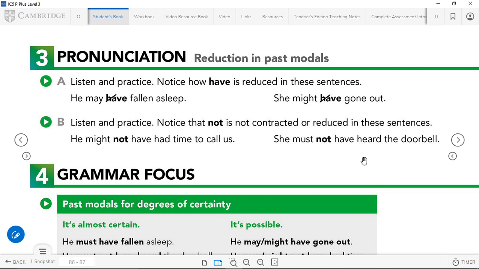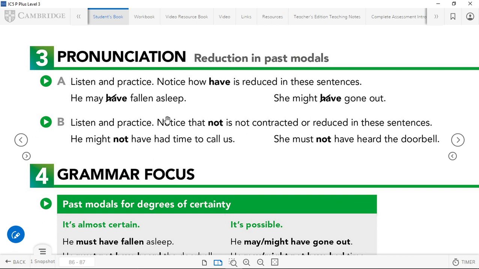Okay, so in the first part, right here, we're seeing and listening that have is being reduced. So instead of saying "he may have fallen asleep," we say "he may have fallen asleep." He may have fallen asleep. She might have gone out. No, she might have gone out. She might have gone out. In this case, it sounds like an R. She might have gone out.